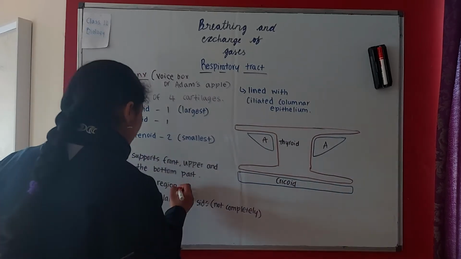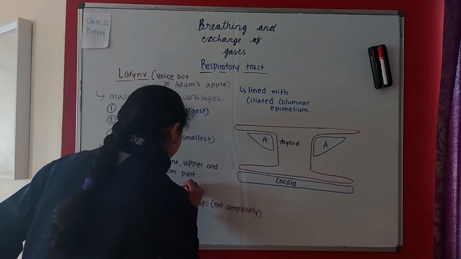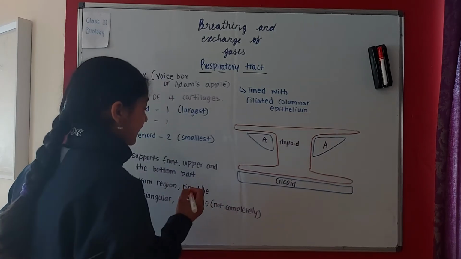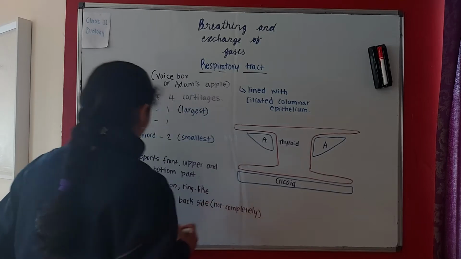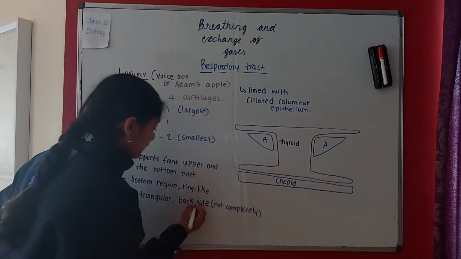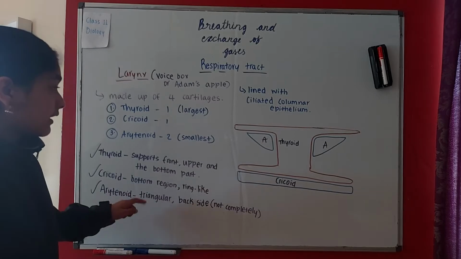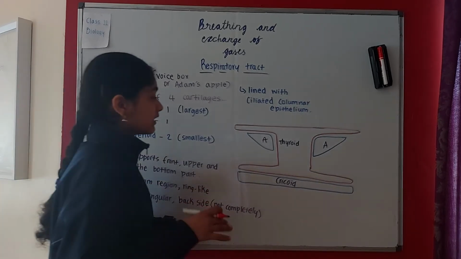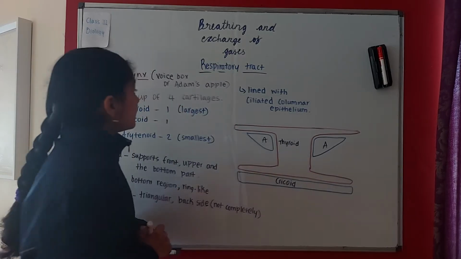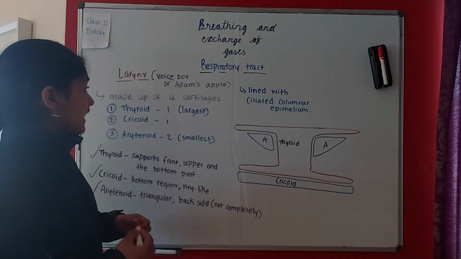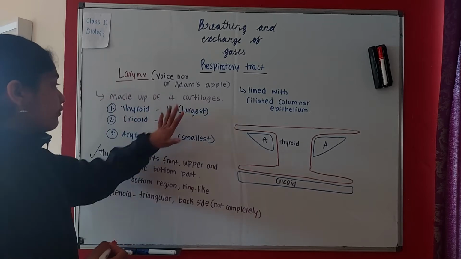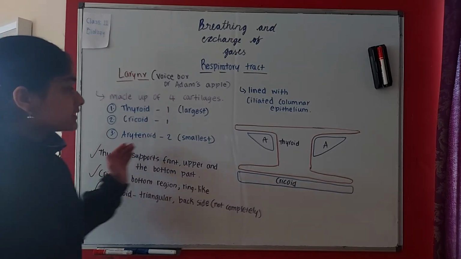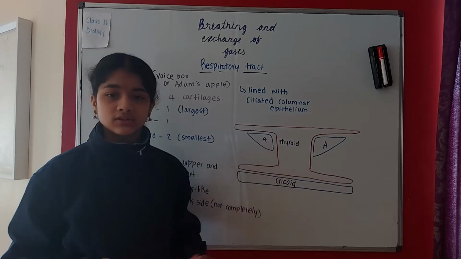So we can add one more thing here. This cricoid cartilage is a ring-like structure which is present in the bottom region of the larynx. And the arytenoids are triangle in shape, and they support the back side of the larynx, and that too not completely. So here we have understood the 4 cartilages of the larynx, the largest one, the smallest one, and the 3 types with the help of a structure.